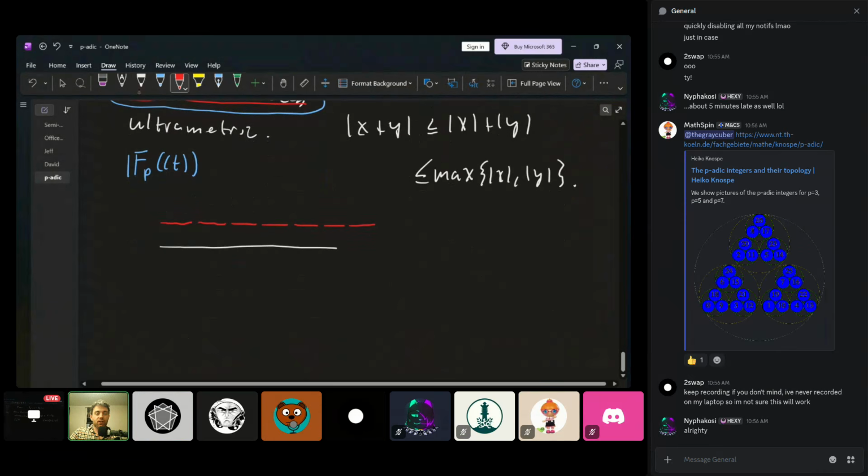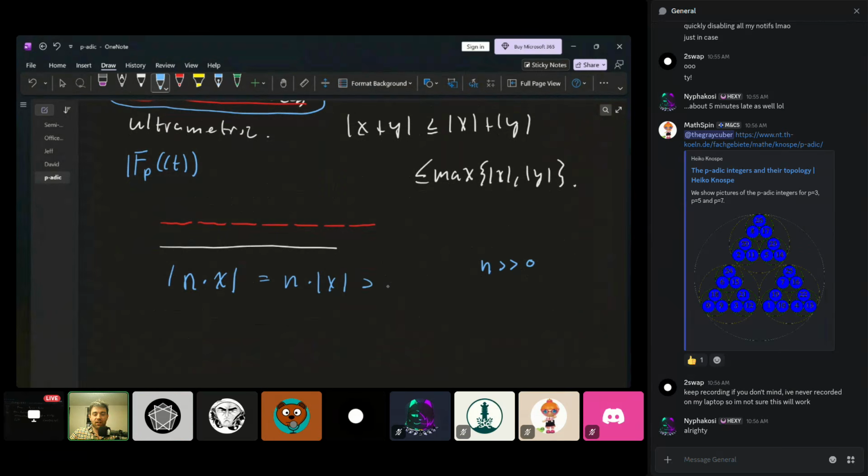This is manifest in the fact that if you took the absolute value of n times x in the real numbers, this is going to be n times x. So if you take n sufficiently large, this will be bigger. Well, you could just take n to be 2, and this will be bigger than the absolute value of x.